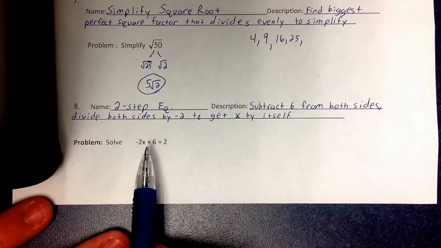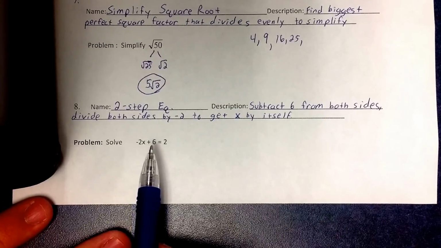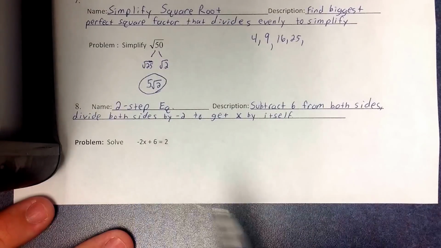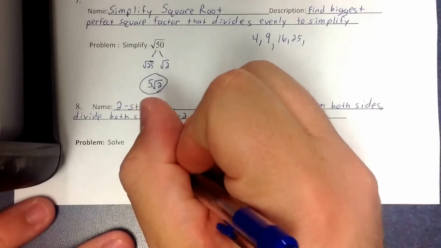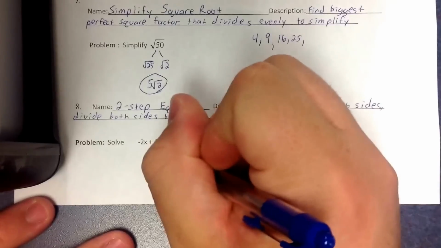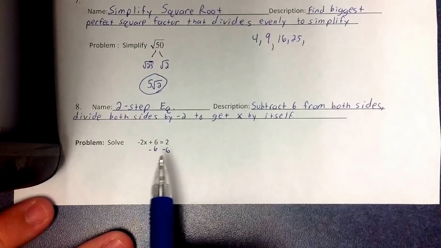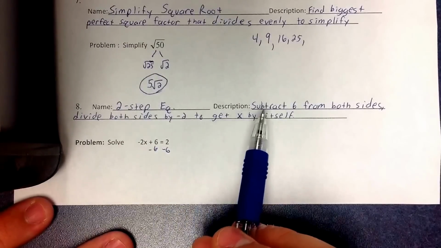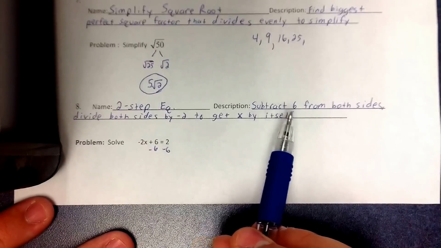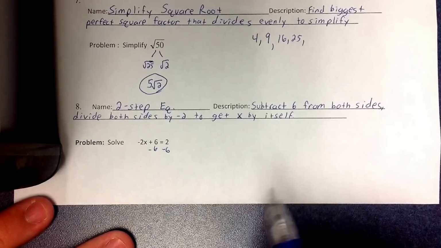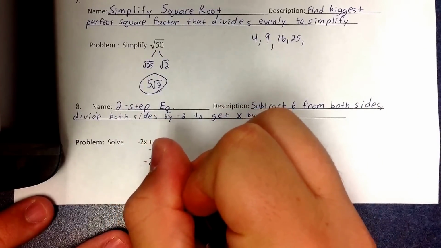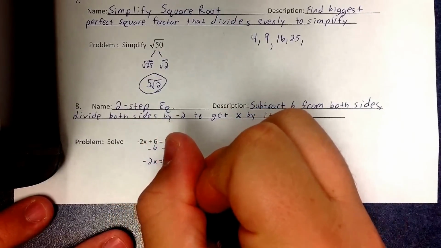So, what is the opposite operation? Well, we want to get rid of the addition or subtraction on the side of the variable. So the opposite of plus 6 is minus 6. So I'm going to minus 6 from both sides. And again, anything I do to both sides goes in the description. So that's why the first part of the description is subtract 6 from both sides. So I bring down the negative 2x.